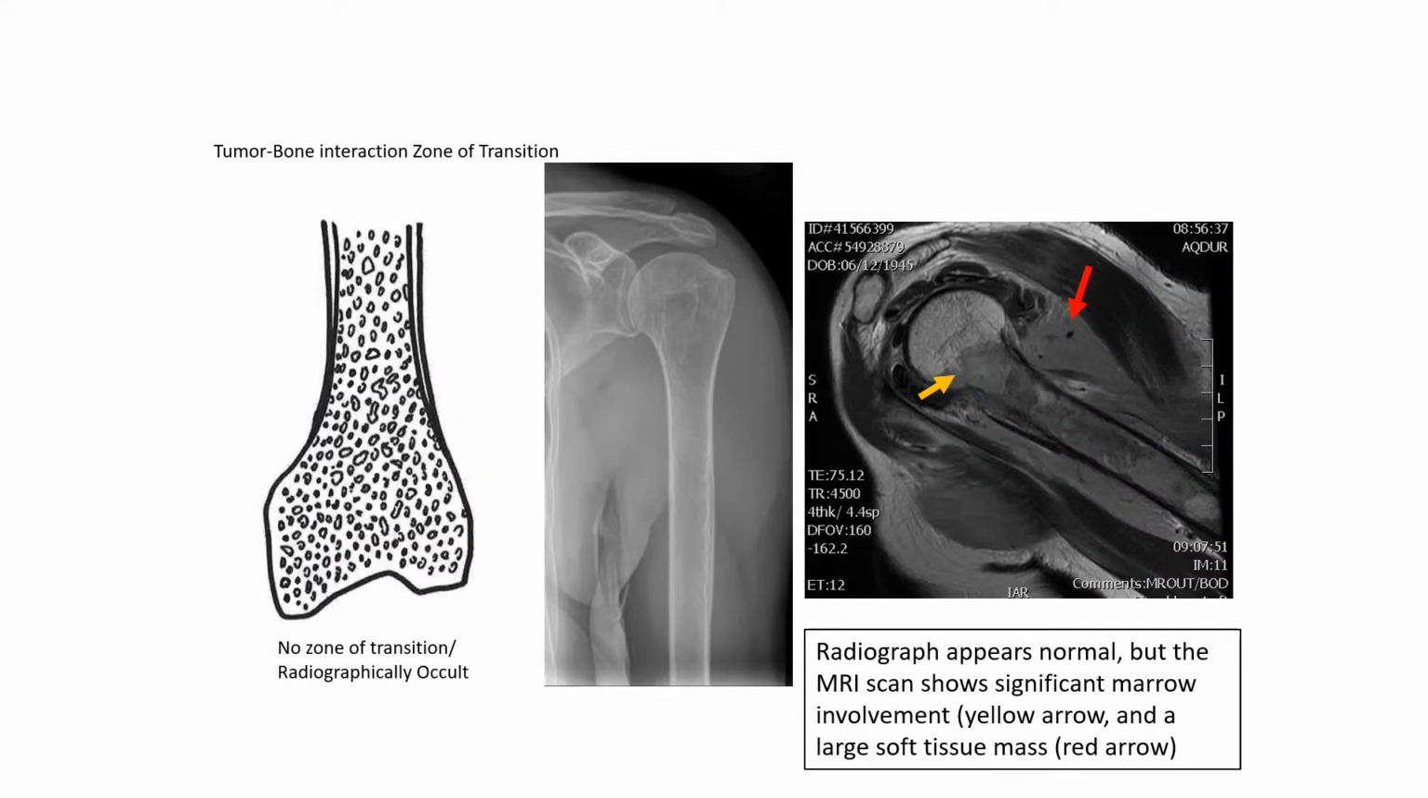The ultimate example of a zone of transition is actually when there is no zone of transition or the tumor is radiographically occult. This occurs when a tumor is so aggressive, like a small round blue cell tumor, that it moves so quickly that the bone has zero chance to respond. The tumor moves past the bone, creating a huge soft tissue mass, seen on the MRI scan to the right. The yellow arrow showing the intramedullary extent and the red arrow showing the soft tissue mass extending out of the bone. But the bone has had zero chance to respond, showing no signs of any foul play.